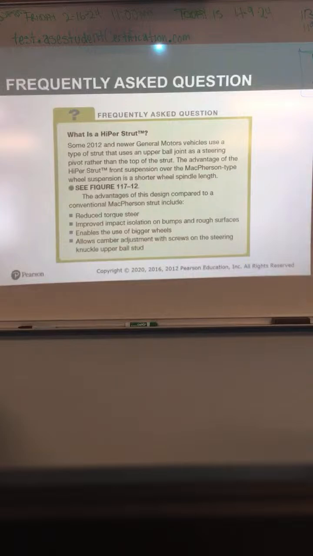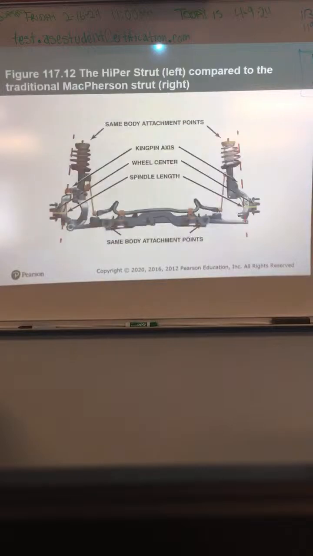Advantages: reduced torque steer, improved impact isolation on bumps and rough roads, and it enables the use of bigger wheels, which got very popular a few years ago, right? Almost everything has 20s on it from the factory now, especially trucks. It allows camber adjustment, with screws on the steering knuckle, which we'll get into later when we do alignment stuff.